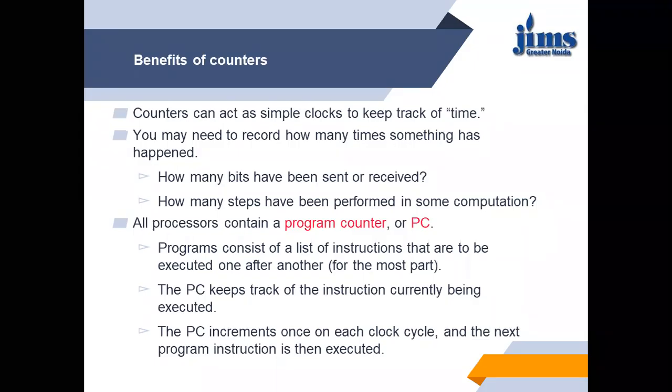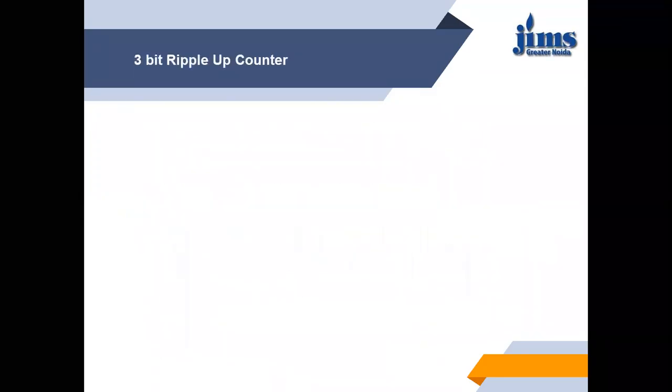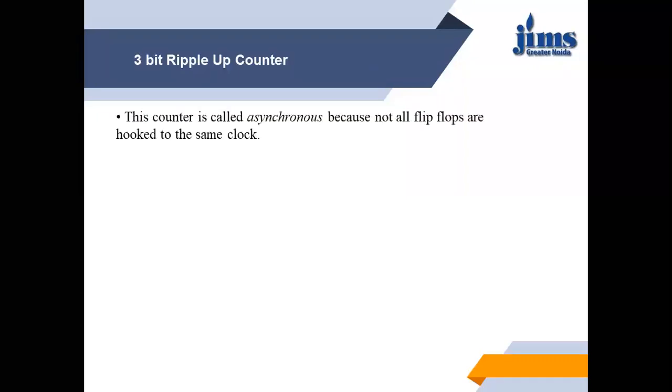Further, another benefit of the counter is that it may be used as a frequency divider. We'll discuss it with the help of a diagram. Now, the first example of the asynchronous or ripple counter is the 3-bit up counter. So here we are using the up counter. The counter is called asynchronous because not all flip-flops are hooked to the same clock, meaning every flip-flop has a different clock pulse. So here is the state diagram of the counter.